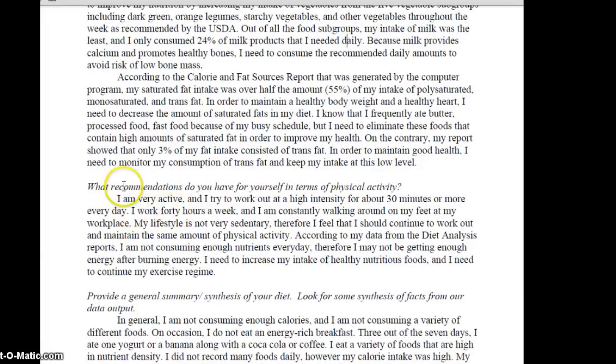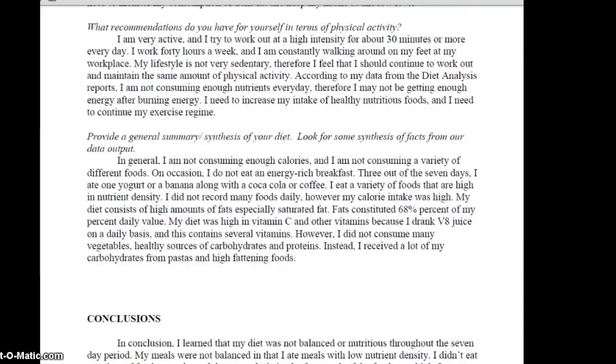The next question you should be answering is what recommendations you have for yourself in terms of physical activity. Please talk in terms of what is actionable. Duration, about 30 minutes, she includes here. What I liked is that she included what the reports and the data analysis were saying and compared that with what she found in the recommendations and guidelines for exercise.